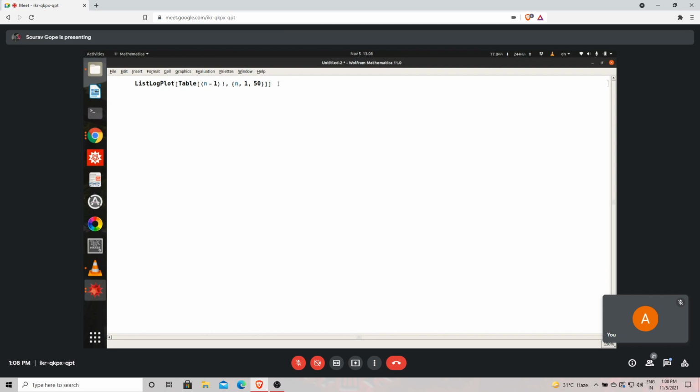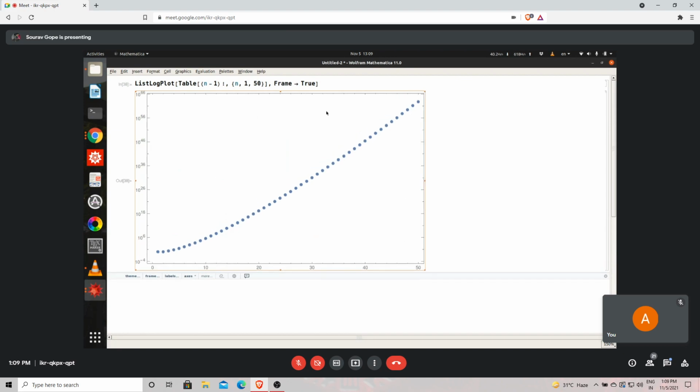What I am trying to do here is plot (n minus 1) factorial. In the x-axis there will be n's, from 1 to 50: 1, 2, 3, 4, 5. In the y-axis the corresponding previous number's factorial is plotted. Suppose for n equal to 20, 20 minus 1, that is 19 factorial, is plotted. Up to this point, any doubts or any difficulty? No.